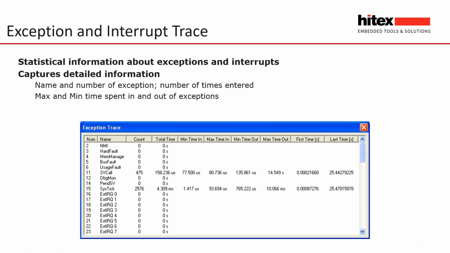Again, we have another exception trace, and this one is quite useful. So we can see the number of times an exception is executed, the total runtime, and then max, min, and average runtime. So this gives us a very good idea of the overhead of our interrupts on the processor. And again, this is available just with the standard tools.